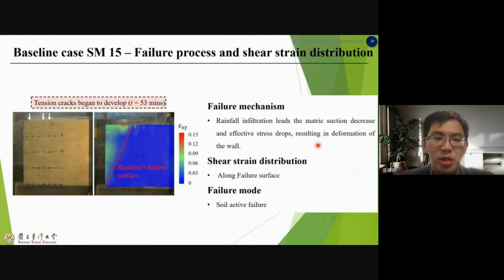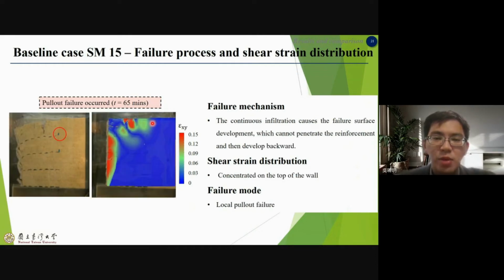At 55 minutes, tension cracks began to develop. The failure mechanism is that rainfall infiltration leads to matric suction decrease and effective stress drop, resulting in deformation of the wall. The shear strength distribution is along the failure surface, and the failure mode is active failure.